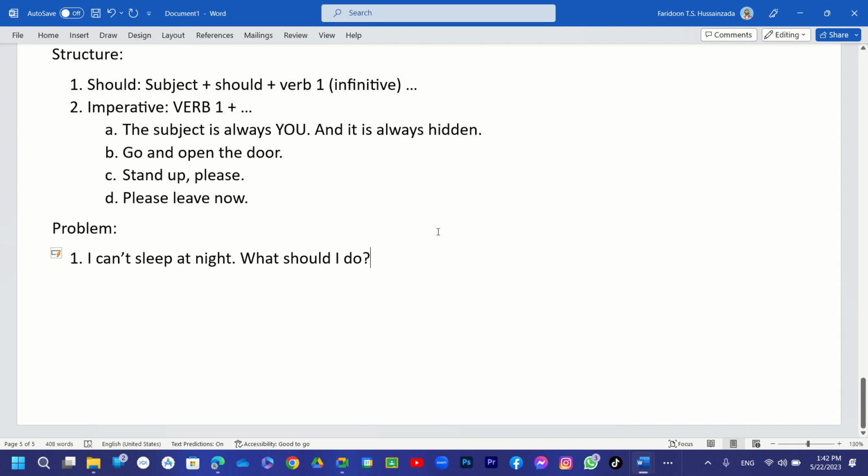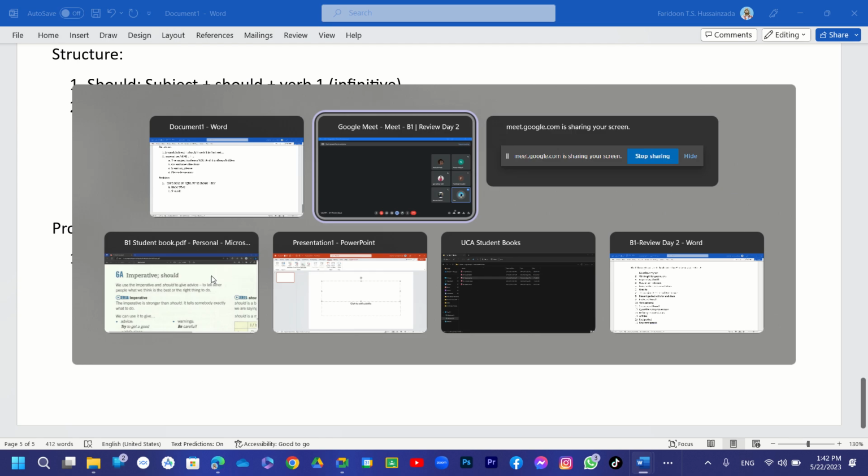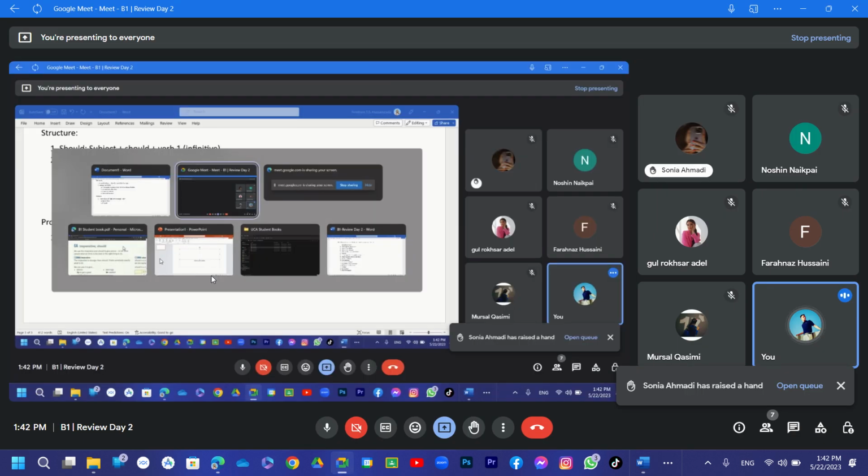Okay, so let's say that the problem is I can't sleep at night, right? And you select what should I do? So the answer or the advice to this problem can be either given in an imperative form or a sentence with should. So who can say it for the first one? Imperative. Yes, Sonia.